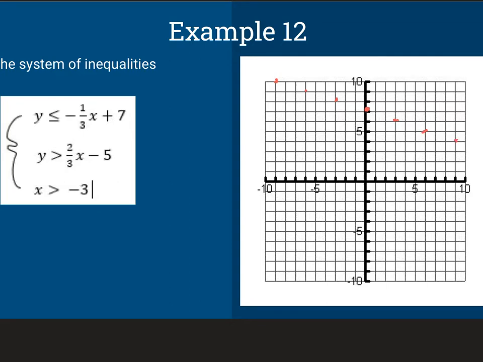So if you look at your inequality, it says less than or equal to. That equal to tells me that I have to put in a solid line. So I'm going to put a solid line now, all right? So let's draw this line.